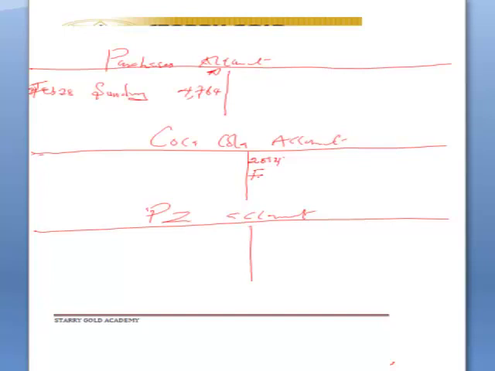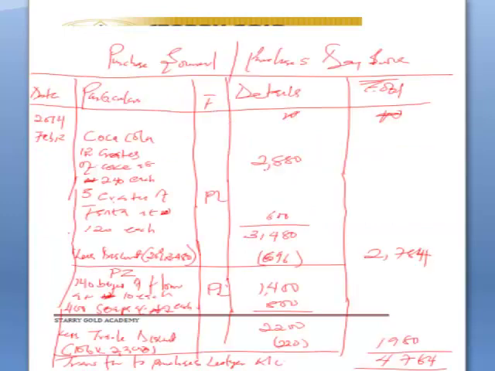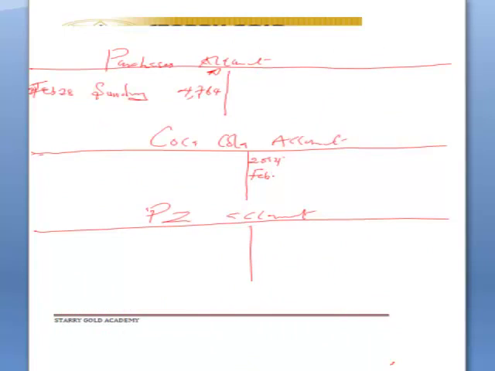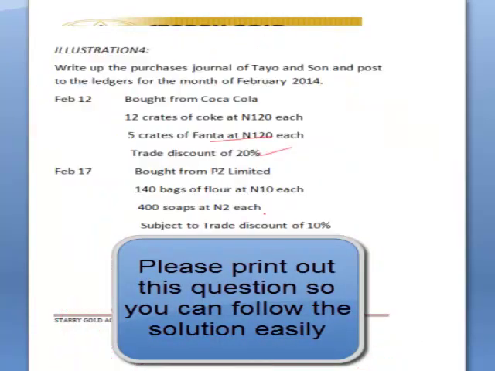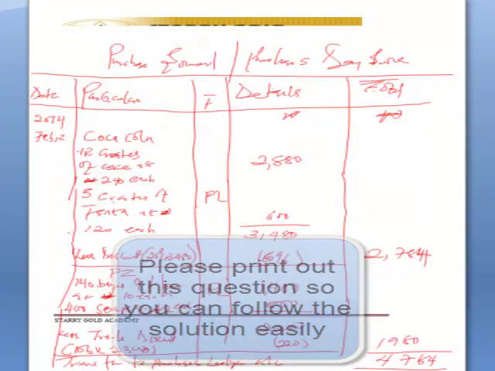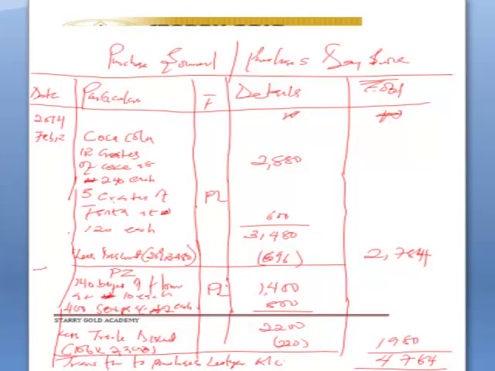2014 February, let's check the dates, it's very important. February 12, purchases. The amount is 2,784. Then 24. What date was that? February 17. It's very, very important to put it here for PZ.